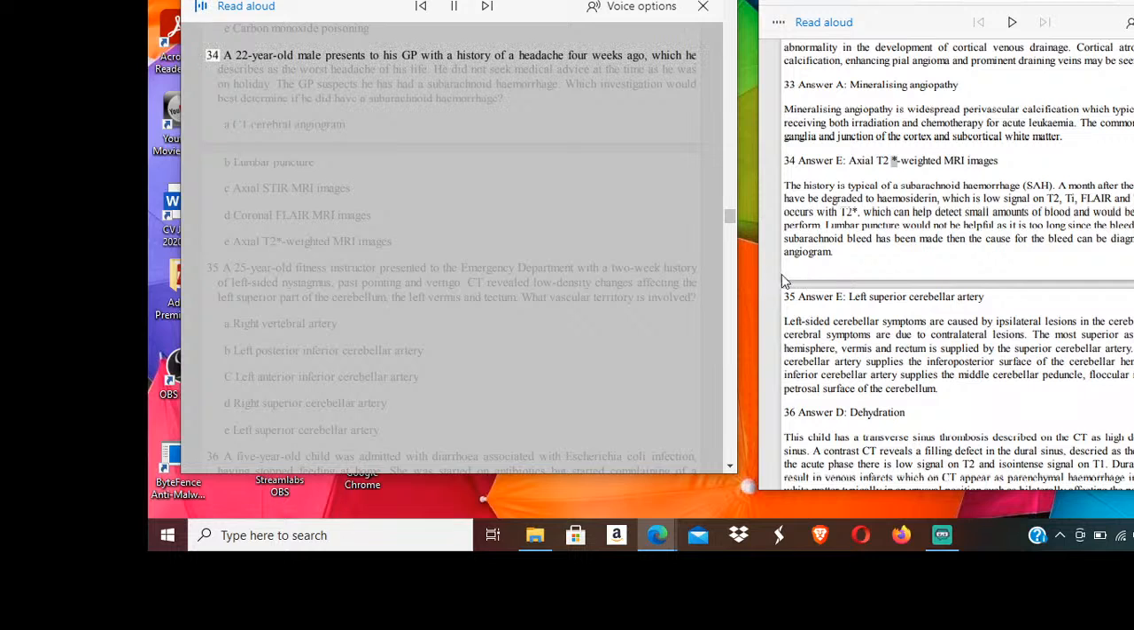34. A 22-year-old male presents to his GP with a history of a headache for weeks, which he describes as the worst headache of his life. He did not seek medical advice at the time, as he was on holiday. The GP suspects he has had a subarachnoid hemorrhage. Which investigation would best determine if he did have a subarachnoid hemorrhage?